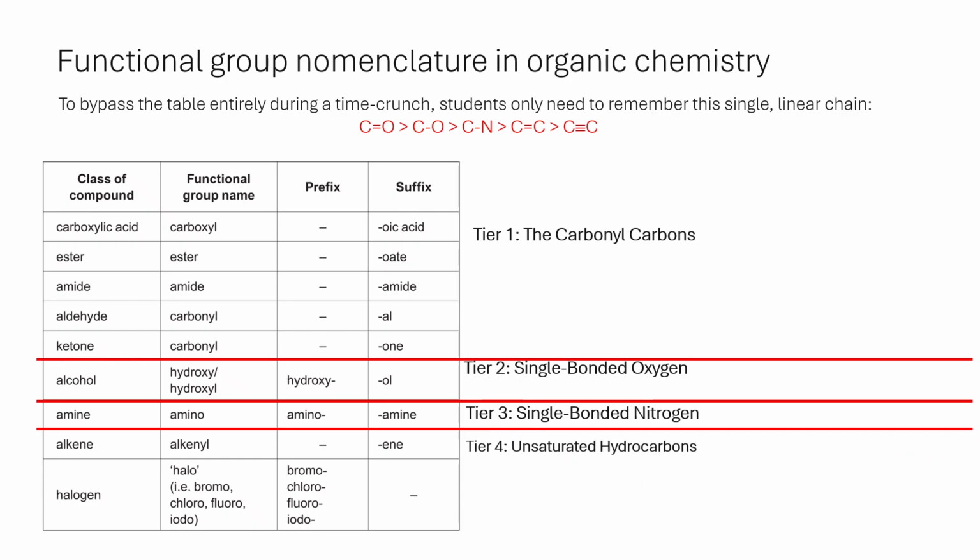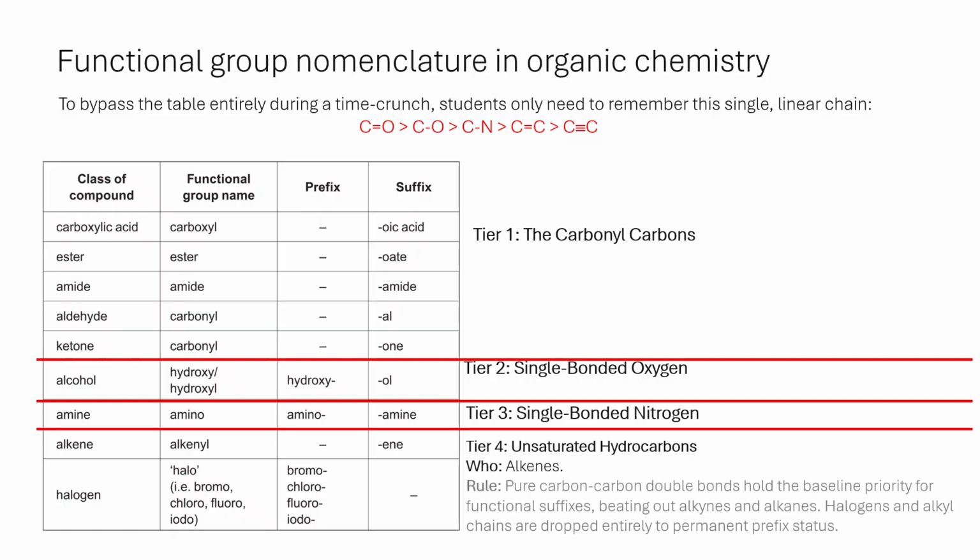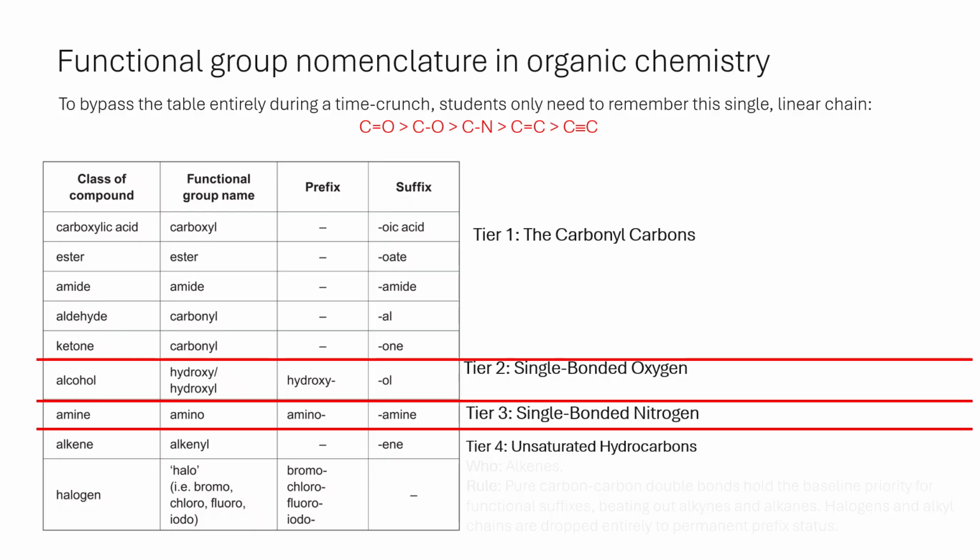Tier 4, unsaturated hydrocarbons. Who: alkenes. Rule: pure carbon-carbon double bonds hold the baseline priority for functional suffixes, beating out alkynes and alkanes. Halogens and alkyl chains are dropped entirely to permanent prefix status.